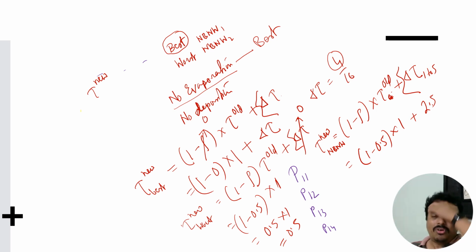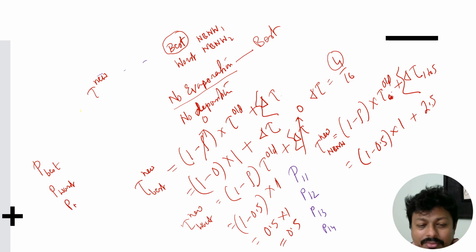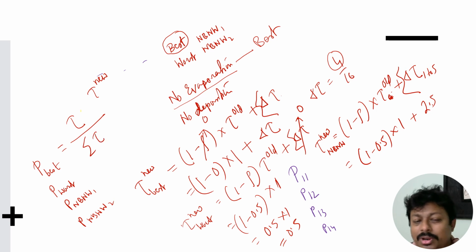So once you get the tau, you will again calculate P for the best. P means probability of pheromone. P for the best, P for the worst, P for neither best nor worst 1, P for neither best nor worst 2. And remember, this time tau will be different for different paths. So the summation of tau will not result in 4 but some different constant. Isn't it true? Because this tau for best is something else.